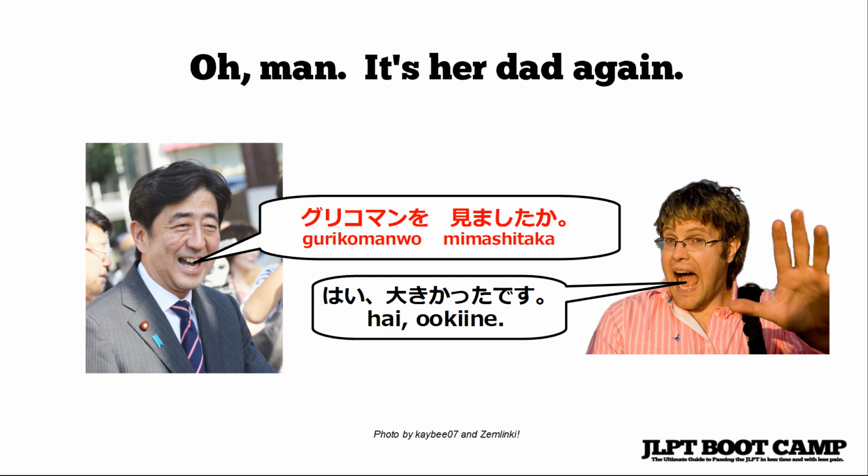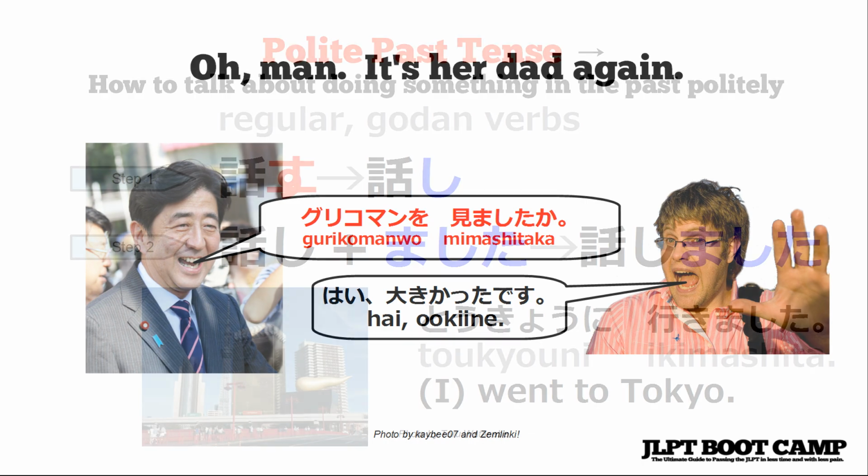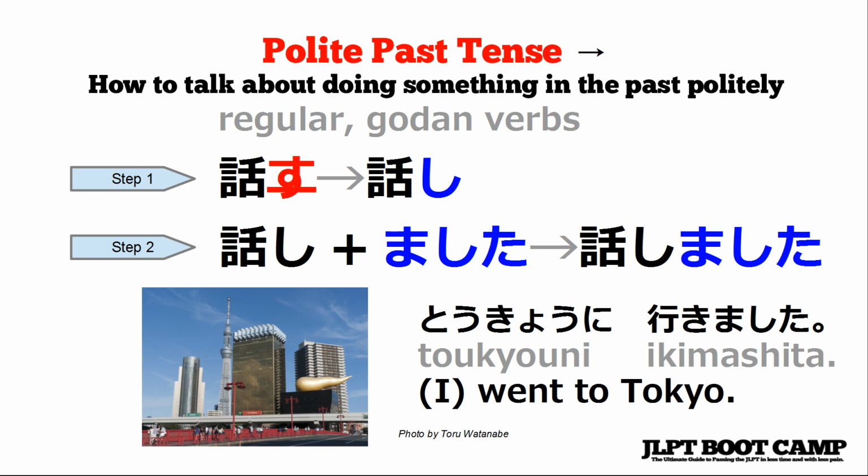Again, this is pretty easy to form. Just take the regular verb, hanasu, for godan verbs. Take, for example, hanasu, change that last kana to the e row of kana sounds, in this case, hanashi. If it's iku, for go, it would be iki, so that e sound. And add mashita, sorry. So you would have hanashimashita. And so for example, this example sentence, Tokyo ni ikimashita. I went to Tokyo the other day.